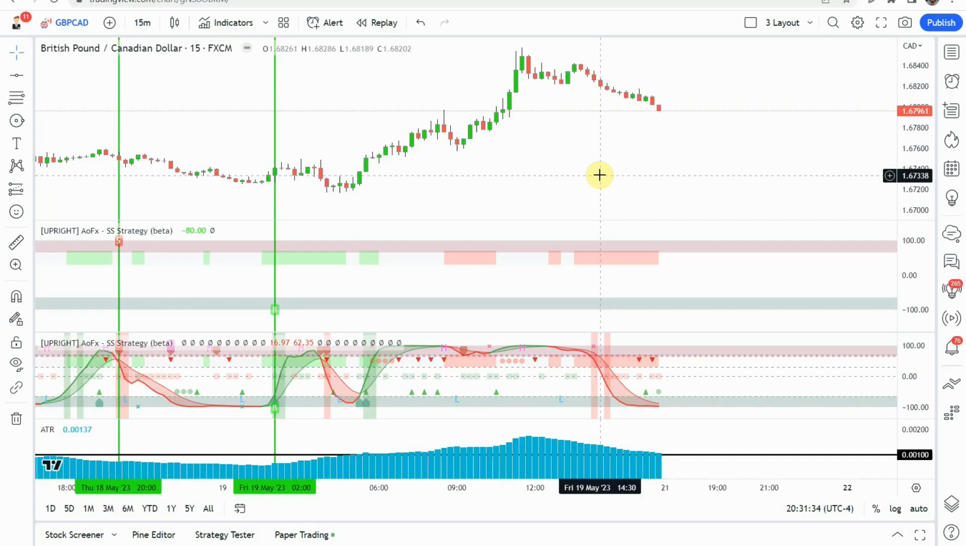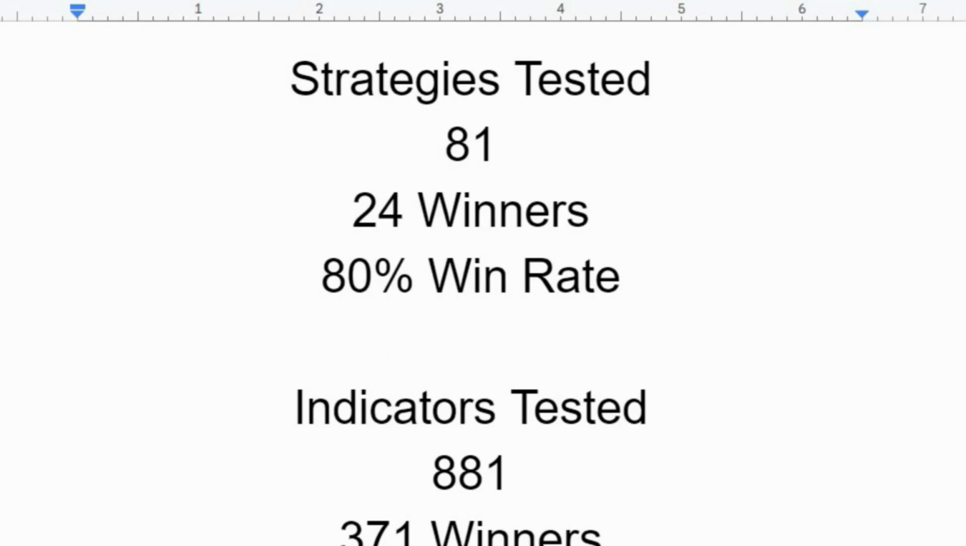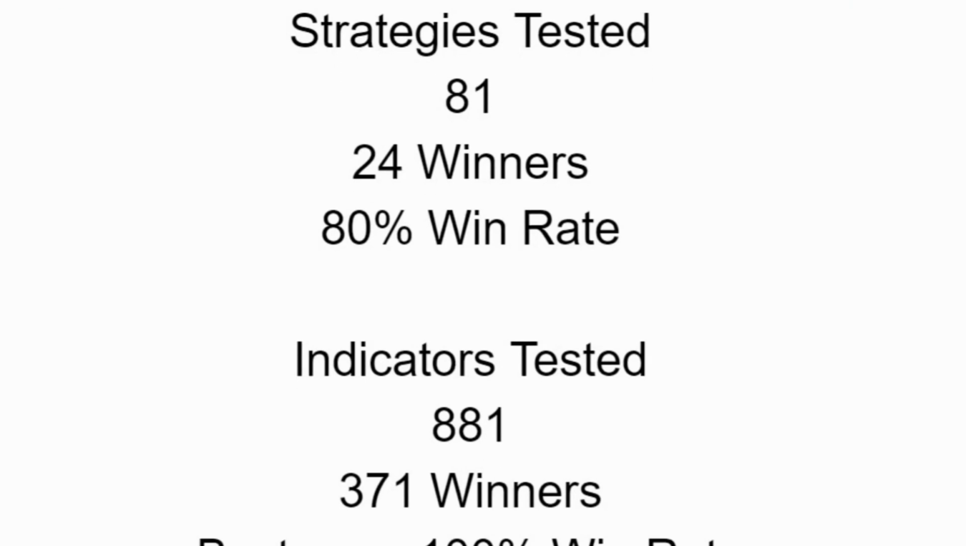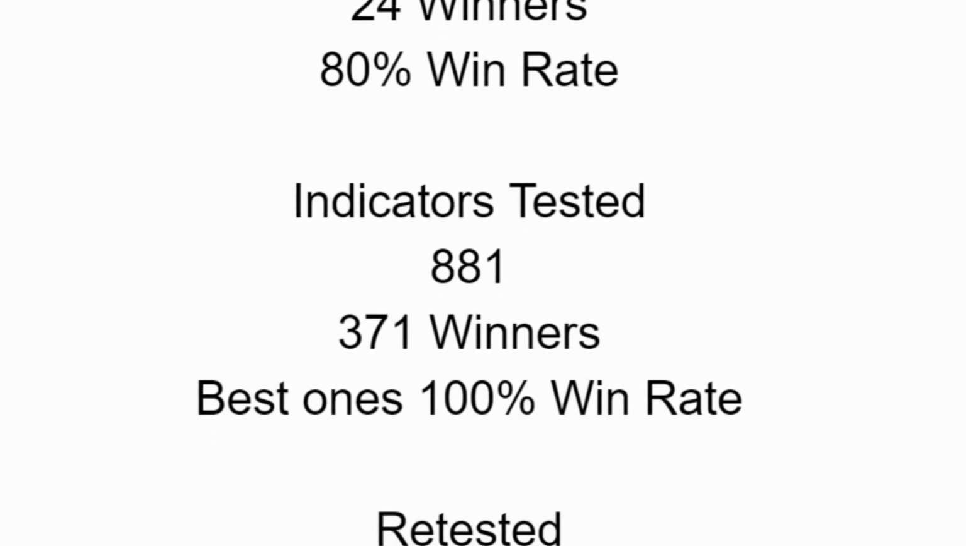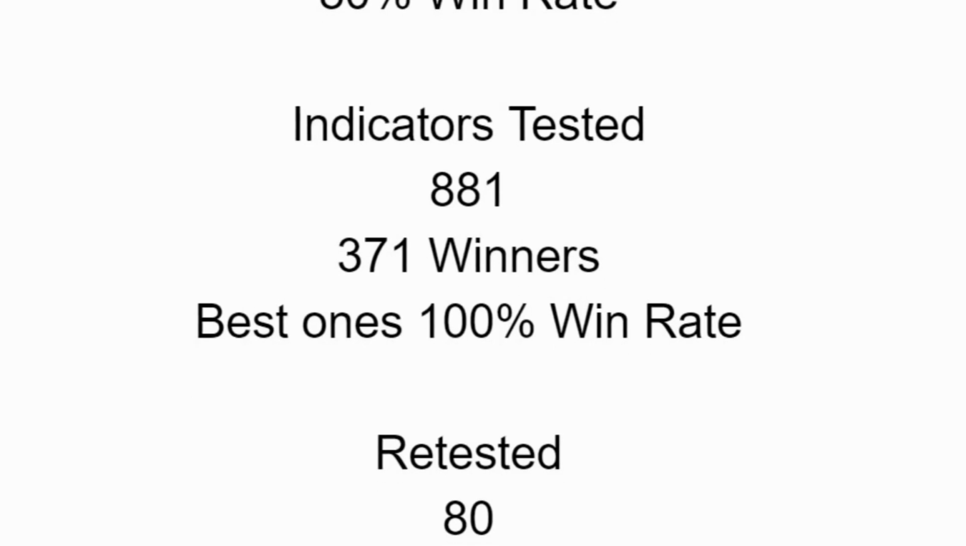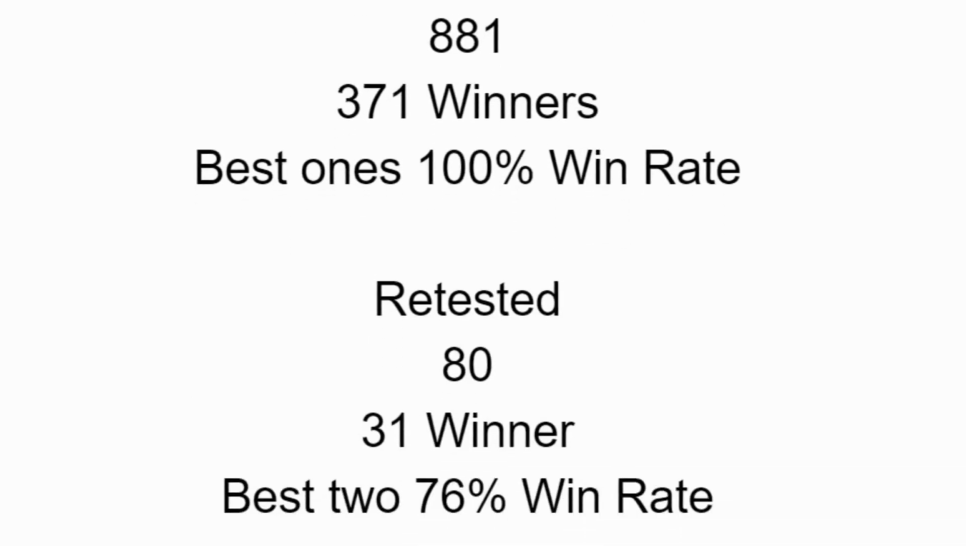Alright, as I said, today we are looking at a 15-minute day trading strategy. Before we do though, I wanted to put the testing scoreboard up for everyone to see. So to date, we have tested a total of 81 different strategies. We've tested a total of 881 indicators, and we've tested a total of 80 indicators in the retesting stage.